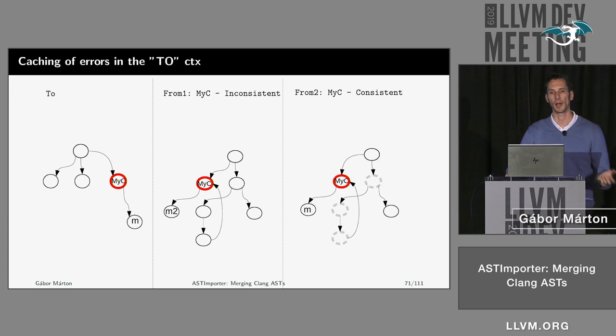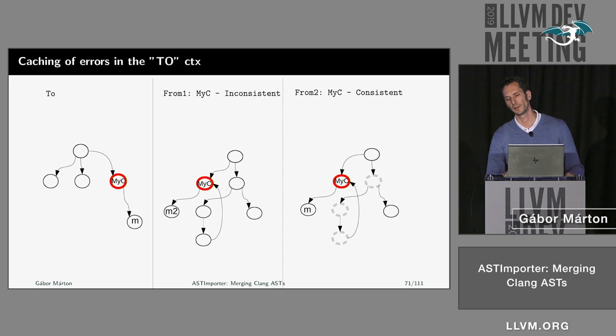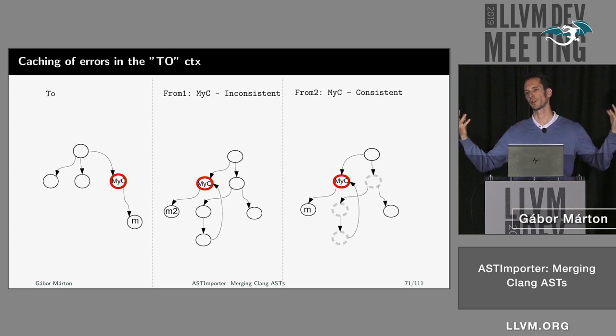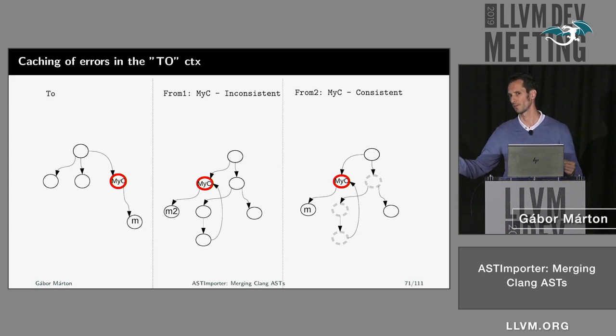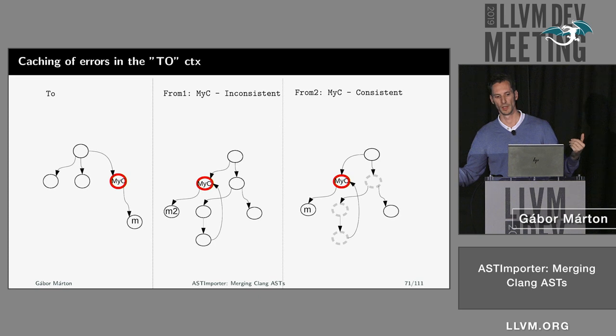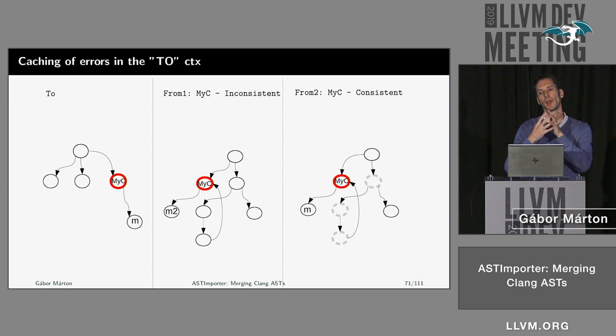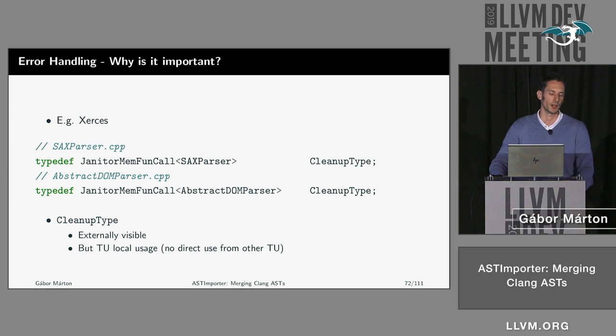So we bail out, we return back with that error. And if you think about it, these three AST contexts are inconsistent with each other. Okay, the to context and from to is maybe consistent, but if you look at the three of them, then there's an inconsistency. Why is error handling so important?